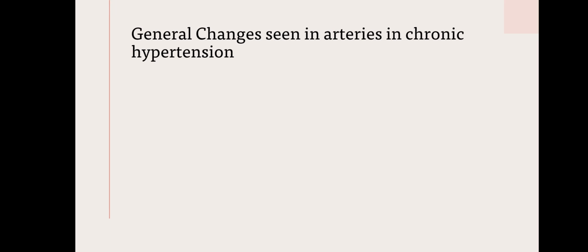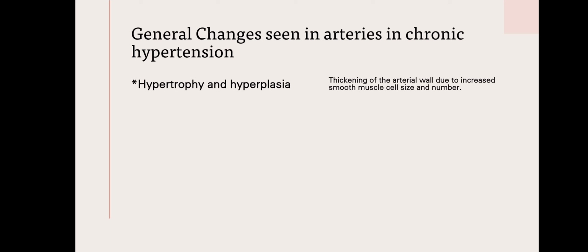So what are the changes seen in arteries in chronic hypertension? One should remember that hypertension primarily affects the arteries and capillaries. There is hardly any change seen in veins, although this can be secondary to interaction with the arteries which are undergoing some changes. So first thing is hypertrophy and hyperplasia. So the thickening of the arterial wall due to increased smooth muscle cell size and number, so that the arteries have a thicker and a rigid wall.